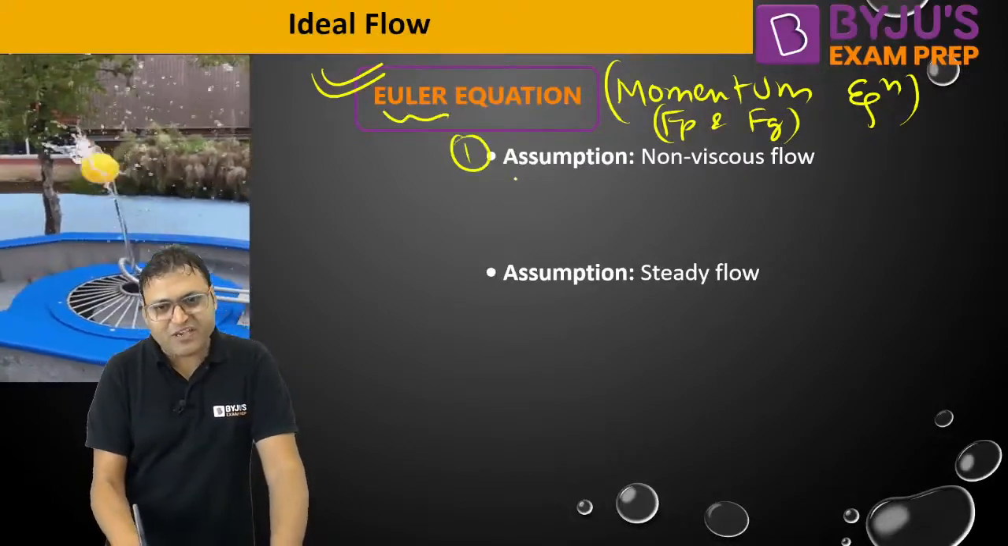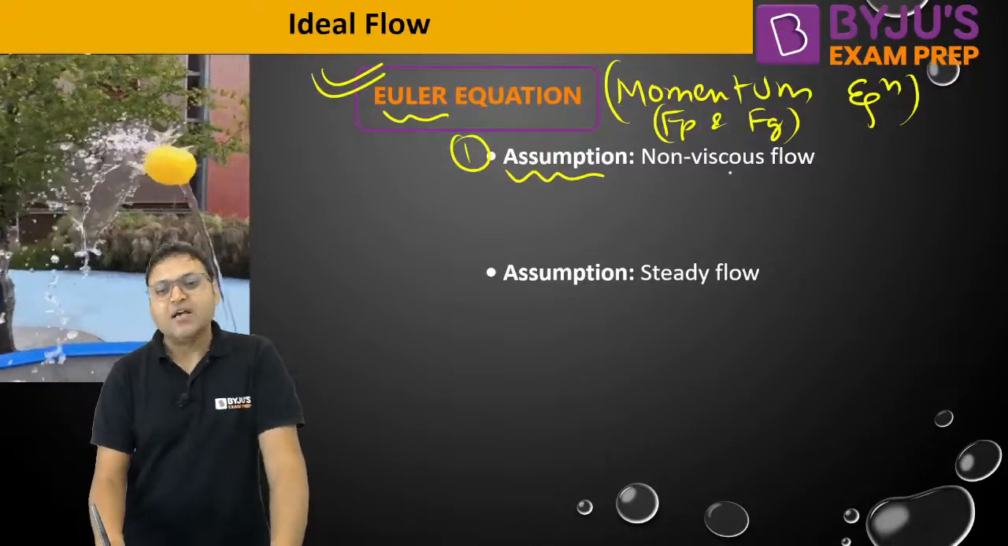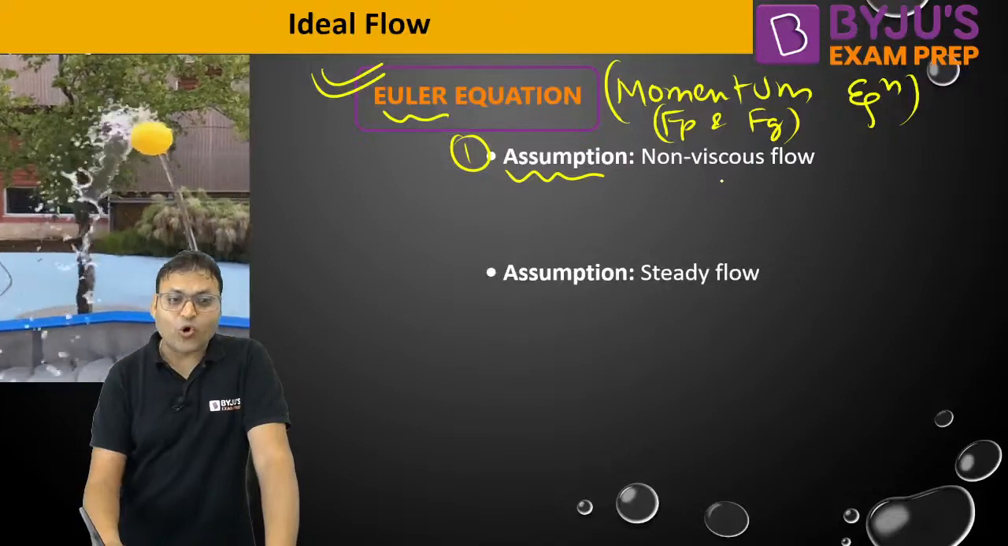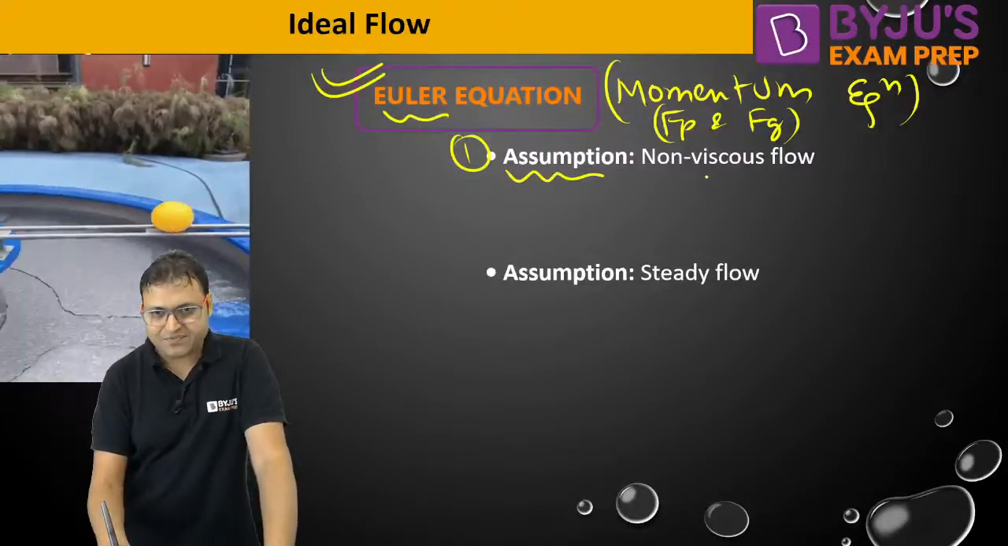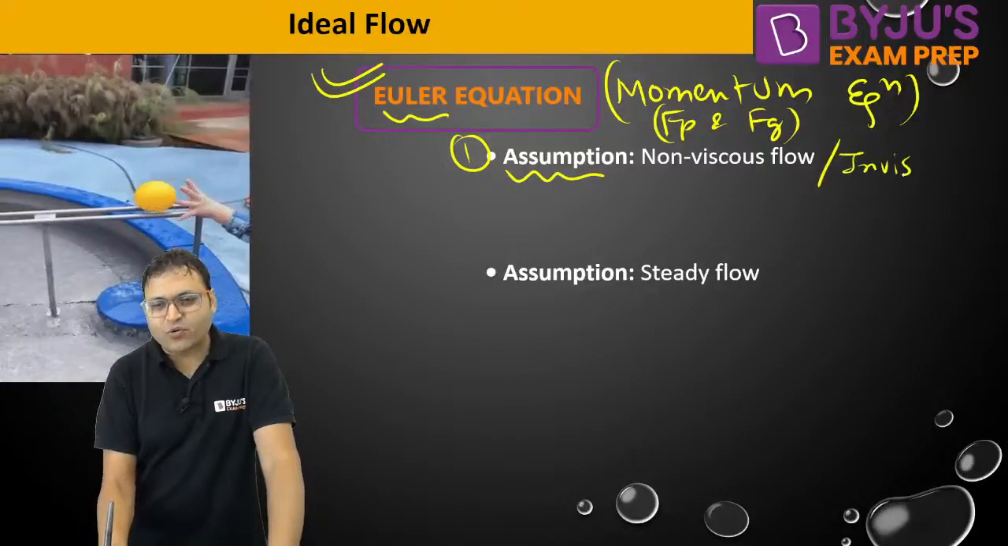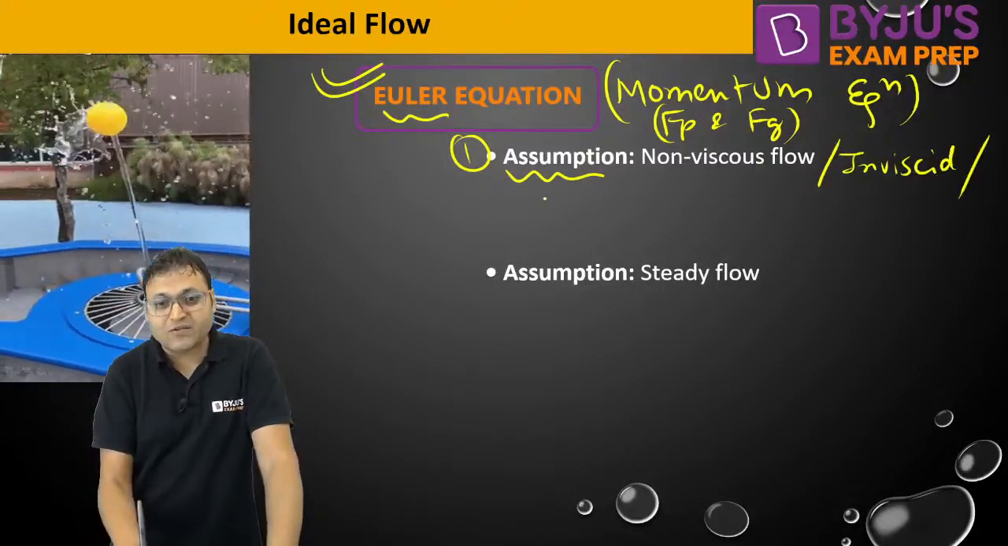The assumptions we need to take for Euler equation is, one important assumption is the flow must be non-viscous. The flow must be non-viscous, or we can call it as inviscid flow, or we can call it as frictionless flow.